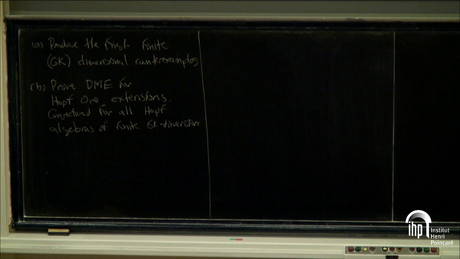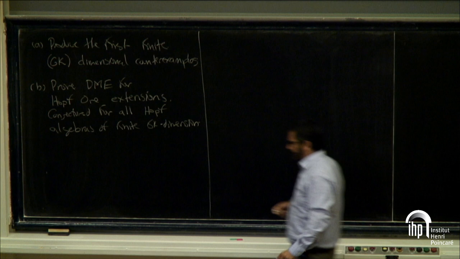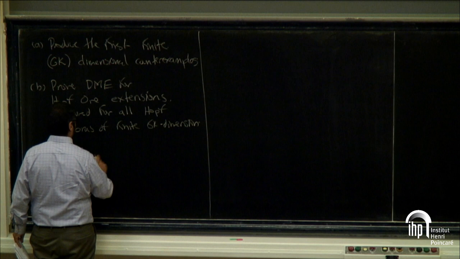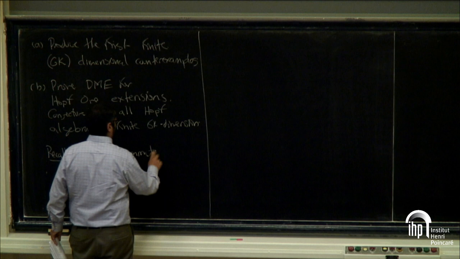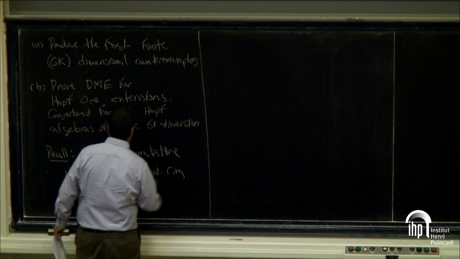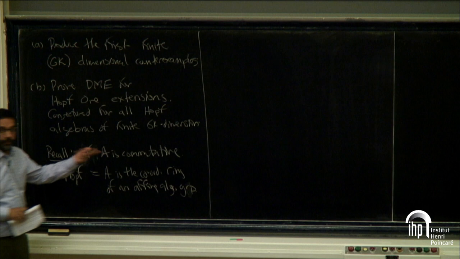I'm not even going to define Hopf structure in general in an algebra, though maybe lots of people know about Hopf algebras. You have a coproduct. But it might be useful later to recall, at least in the commutative case, that when A is commutative, then Hopf is the same as saying that A is the coordinate ring of an affine algebraic group. So in the commutative case, we're talking about coordinate rings of affine algebraic groups.